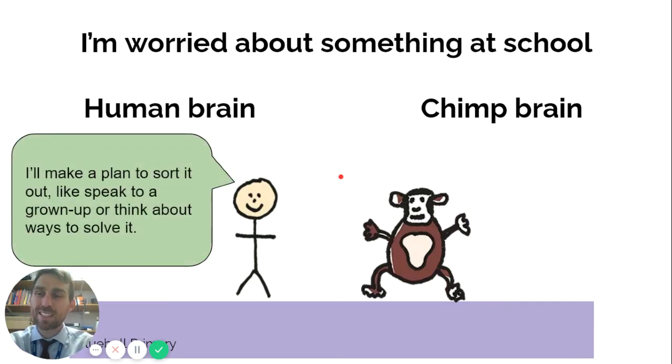Well, the human brain's going to, I'll make a plan. I'll think about what's bothering me and try to sort it out. And what I could do is speak to a grown-up or think of other ways to solve it. So if it's a problem, as in like a maths problem, you could think of some strategies to solve it. Or if it's a friendship problem, you could think of some other ways to solve it. There's lots of different things you can do.